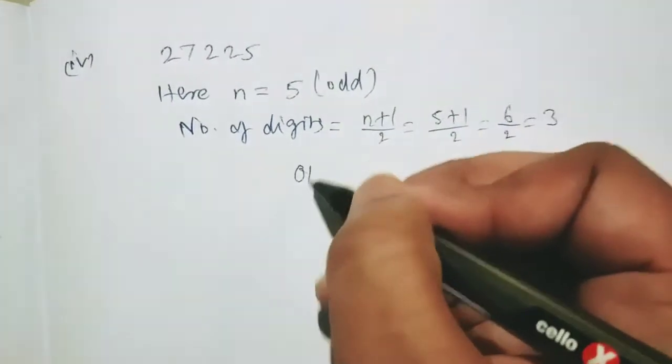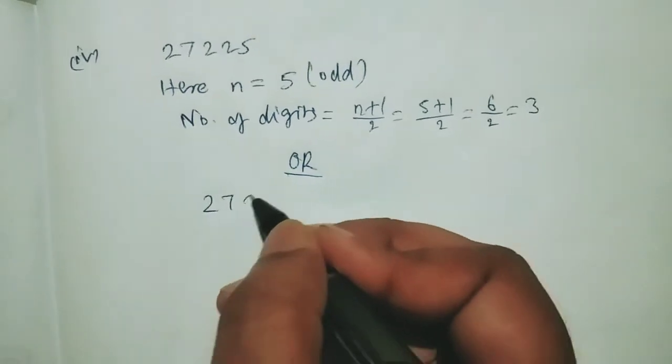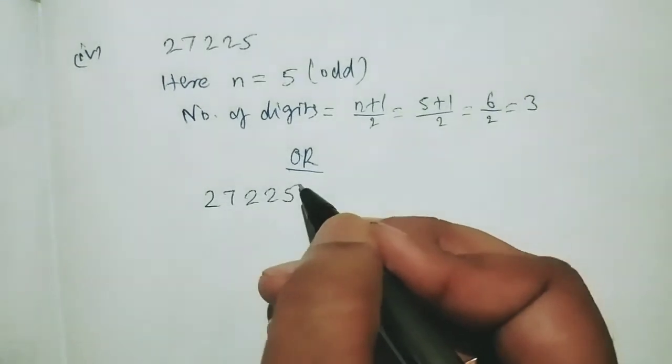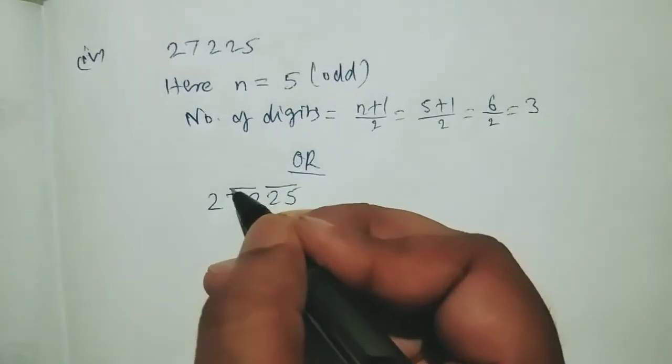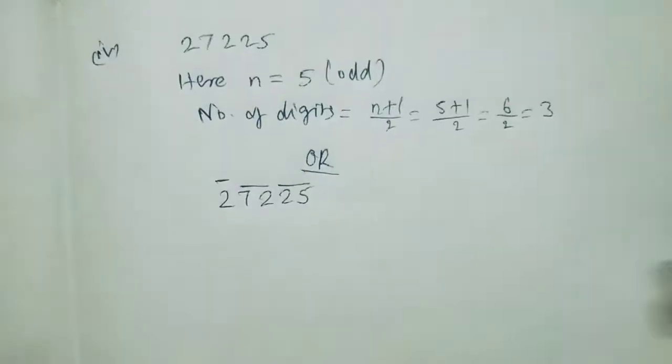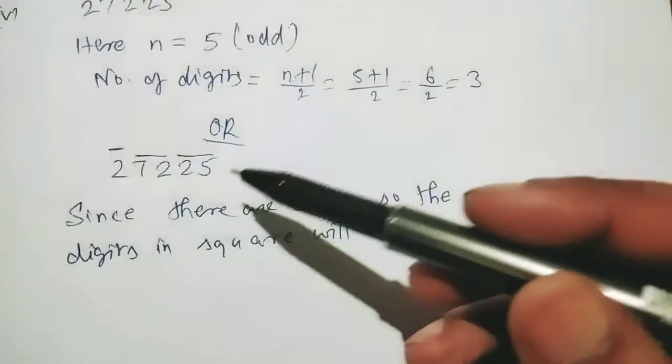Now with the second method, how can you write it? Only you have to give the bar over it. 27225. So from this side you have to place the bar. This is the first bar. Then again the second bar. And this is the third bar. Okay. So there are 3 bars. See, so there are 3 bars. How to write it?